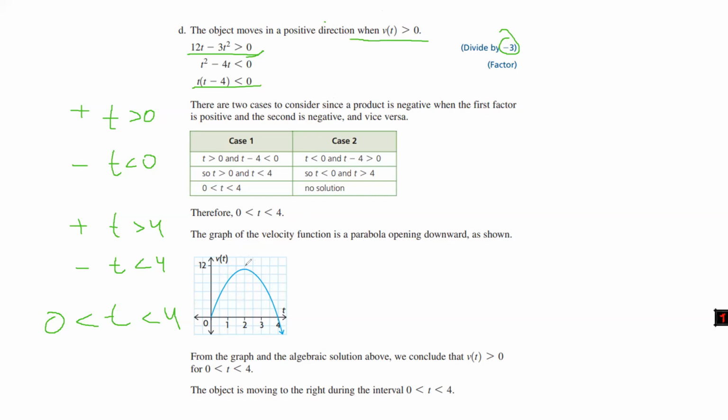And on the graph, you would mark this area. You see the whole parabola is in this range. But keep in mind that points 0 and 4 are not included, because velocity equals 0 is not the same as velocity is positive.